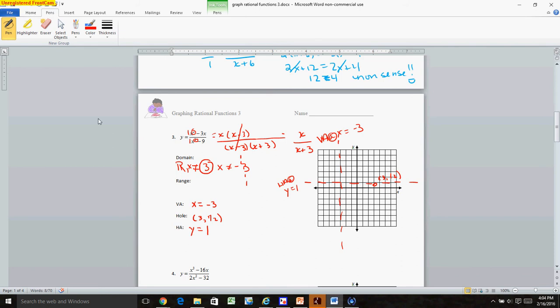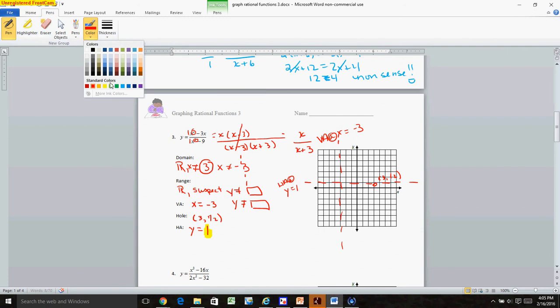Which means I have suspects for the range. So my range is all real numbers, but my suspects are y cannot equal the y value of the hole, and y cannot equal the y value of the horizontal asymptote. So the y value of the hole was 1/2, and the asymptote is 1. Right, those are the two suspects.